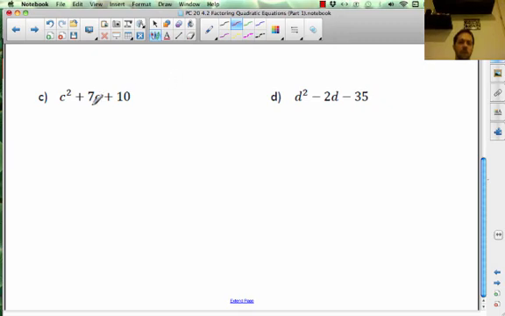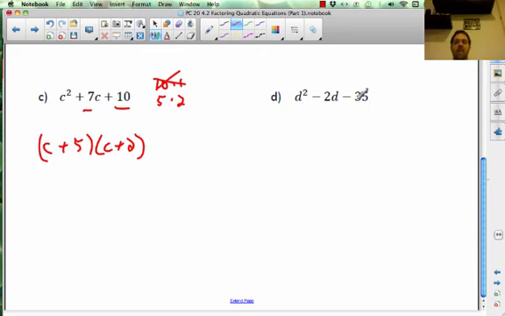Same thing down here. Our sum is plus 7, our product is 10. We only want to focus on positives because the sum is positive and so is the product. So the factors of 10 are 10 and 1 and 5 and 2. Choose the two that add up to 7. So we go c plus 5 times c plus 2. Done.